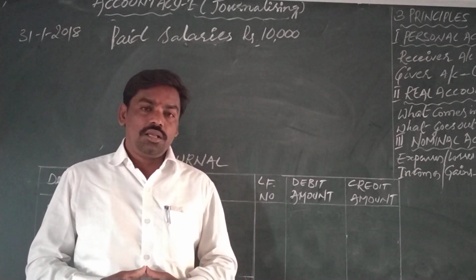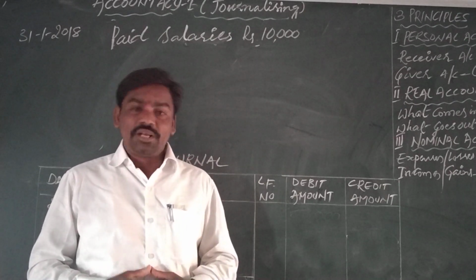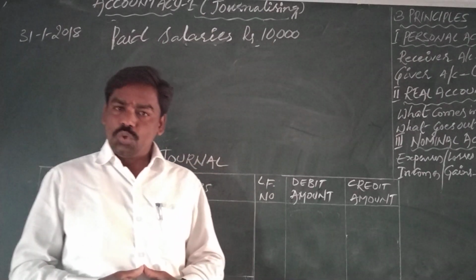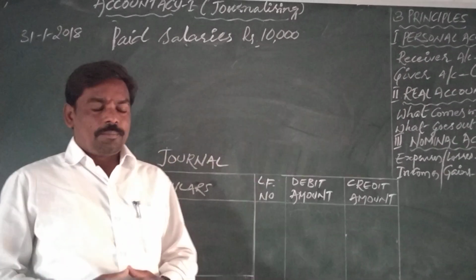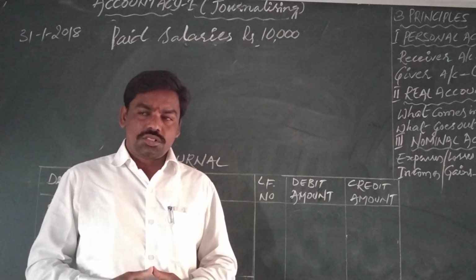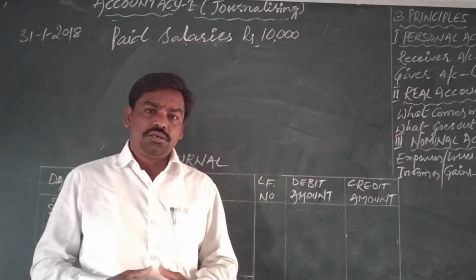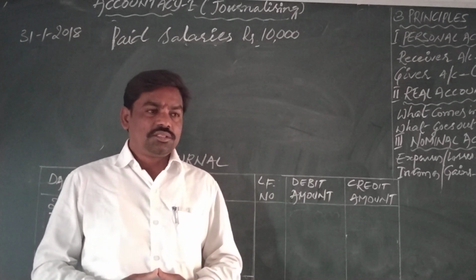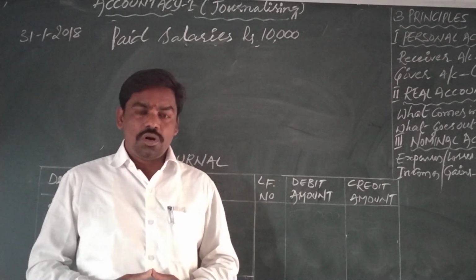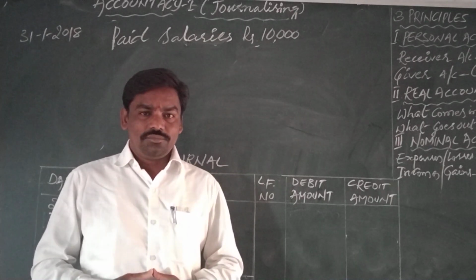Personal account principle is debit the receiver, credit the giver. Real account principle, debit what comes in, credit what goes out. Nominal account principle, expenses, losses, costs should be debited. Incomes, profits, gains should be credited. So these are the three accounts and their principles. These principles we are going to use while journalizing the accounting transaction in the journal.